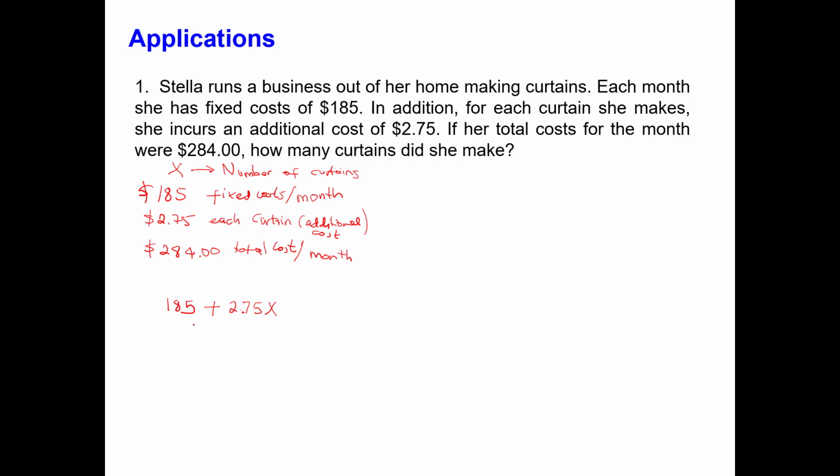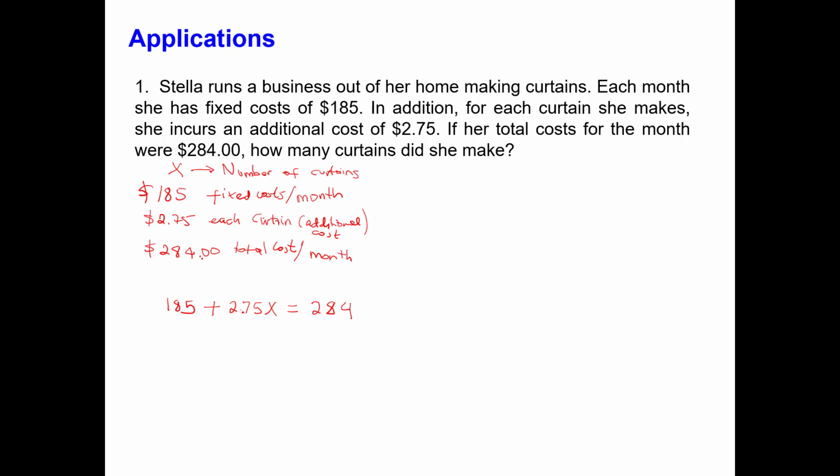This is the fixed cost. This is the total additional cost, and if we add these two, the total cost is 284. And we can eliminate these two zeros, we don't need to write the numbers after the decimal point. Now we have the equation, and we need to solve it.